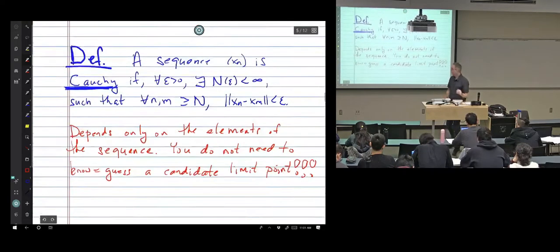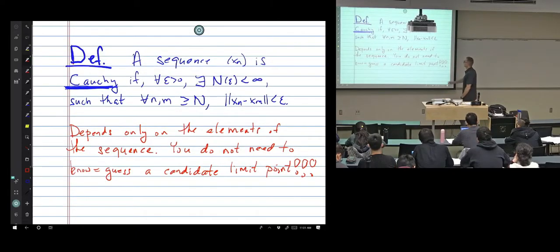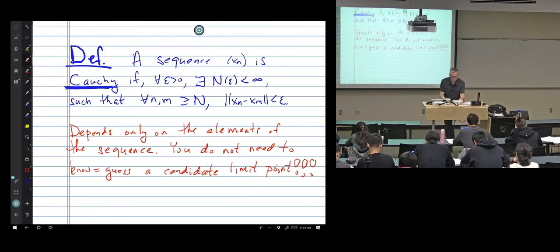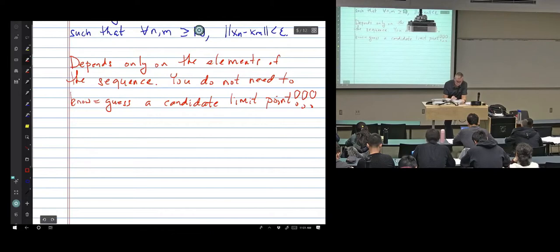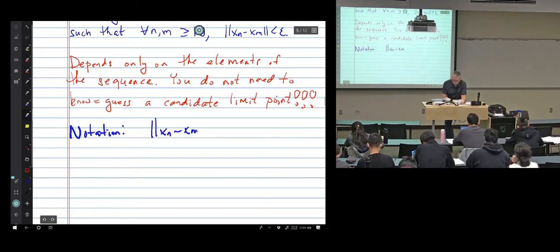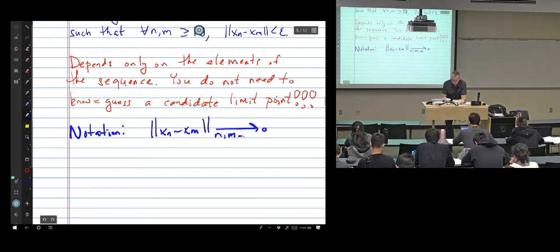Okay, so that's the idea of a Cauchy sequence. The terms in this sequence get closer and closer together as you go farther and farther down. They start clustering around one another. Notation, we sometimes write xn minus xm goes to 0 as n and m go to infinity.